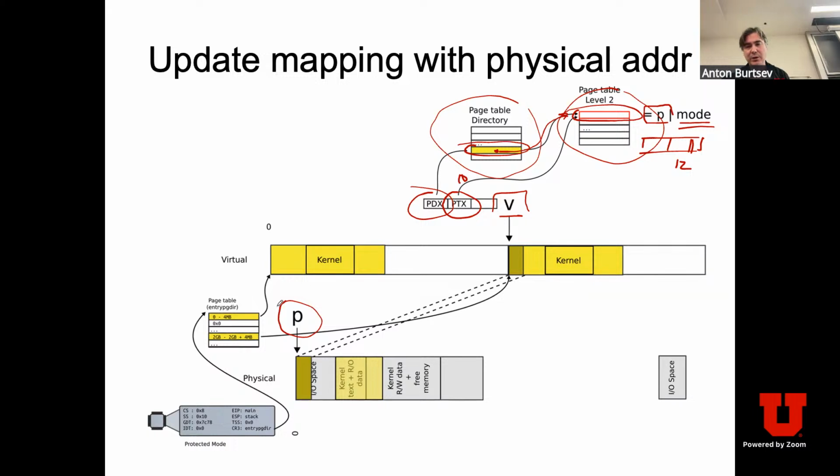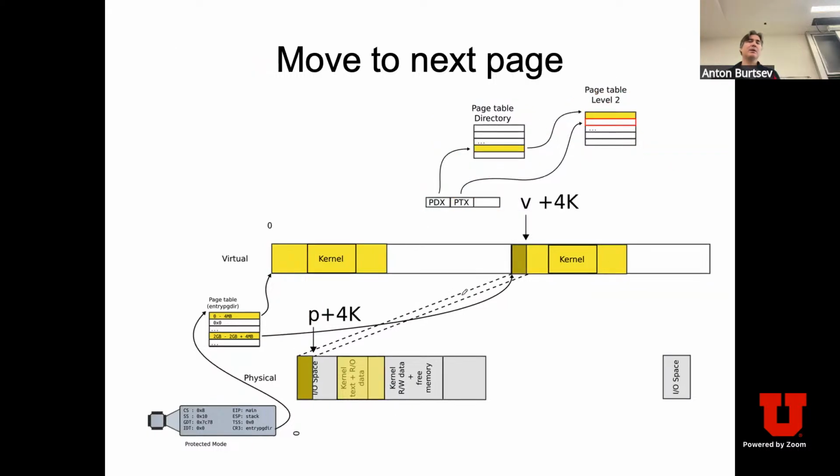And when I say, look, what about the next mapping? Well, that's very easy too. We just move both of those, virtual and physical, by the size of the page, and you literally will end up on the next entry here, and we'll write this physical address here. So it will be P plus 4K plus some flags to reflect the mapping.